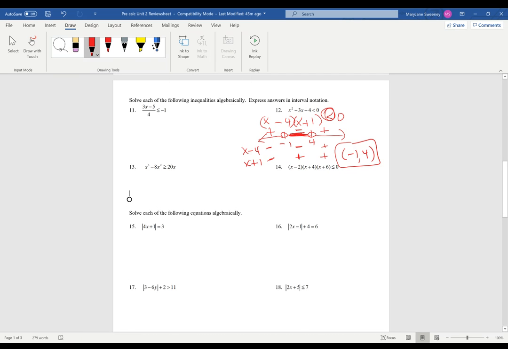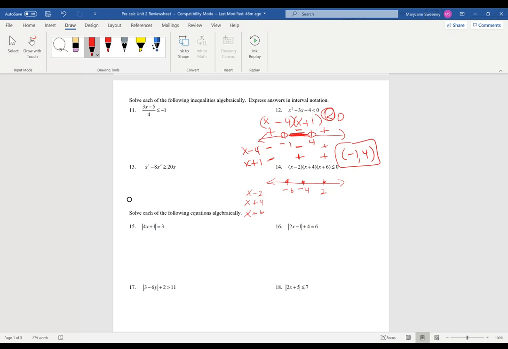14. I can go right to the number line since it's factored for me. -6, -4, 2. Closed circles, because it does say equals 0. I put the x minus 2, the x plus 4, the x plus 6. I go through in our partition.